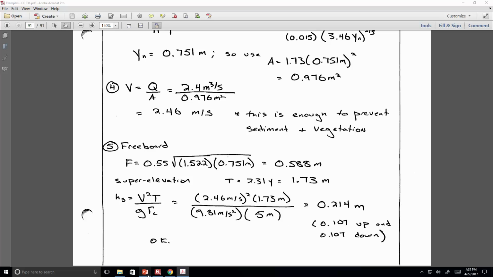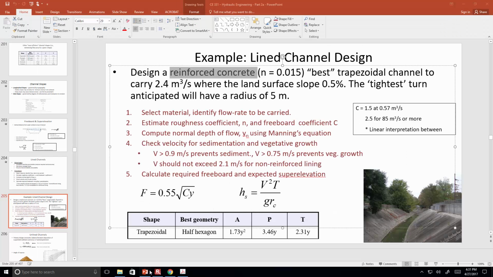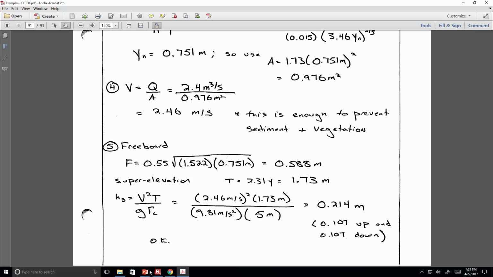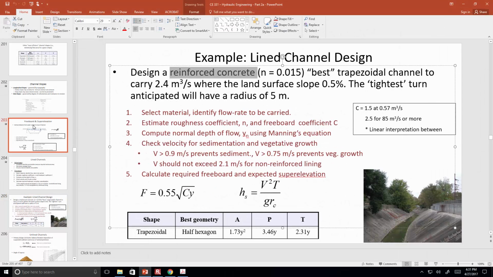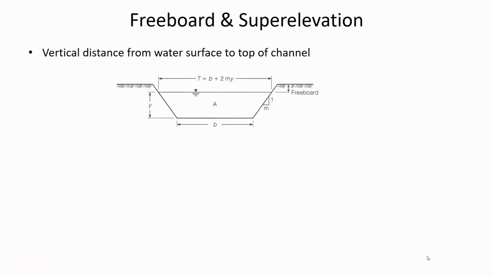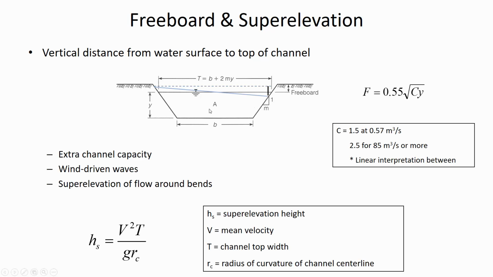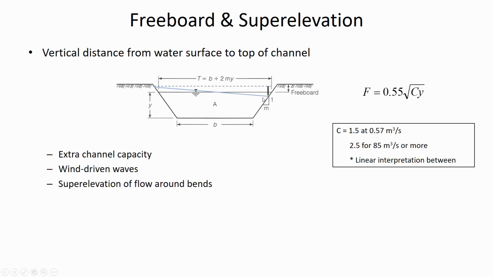And just to go back to the drawing of what that means, it's going to go up on one side and down on the other. So it's not going up the full amount, it's only going up half the amount, because here you can see from the sketch of the superelevation that if it's going up on one side, it has to come down on the other. And so the superelevation measures the overall vertical distance between those two extremes.